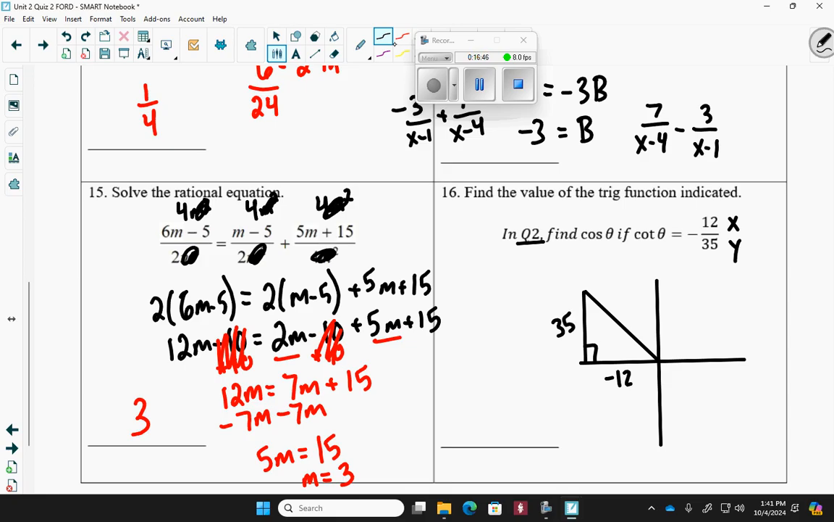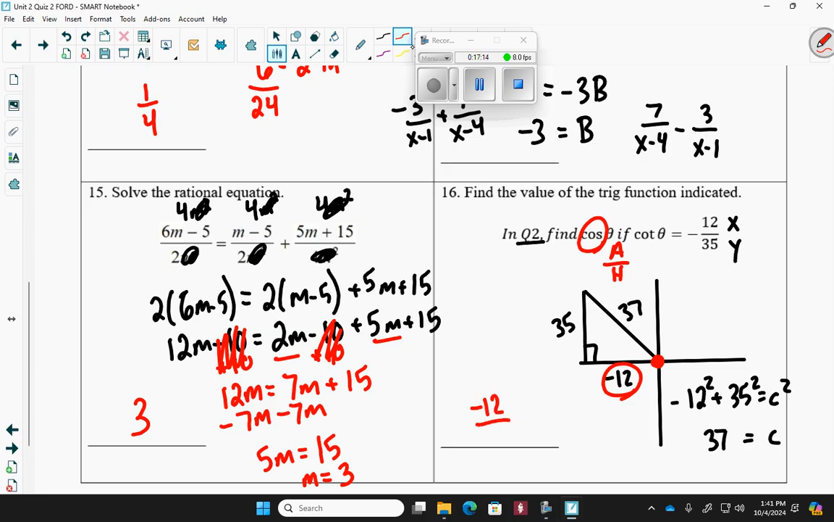All right, so we are going to do the Pythagorean theorem. You should know this automatically at this point, equals c squared. And we're going to get a very big number, but c ends up being 37. So we know that c is 37. And then cosine, remember, that's what we have to find. That is adjacent over hypotenuse. Remember, it's always from the perspective of the origin. So negative 12 is my adjacent over the hypotenuse, which is 37. There you go.